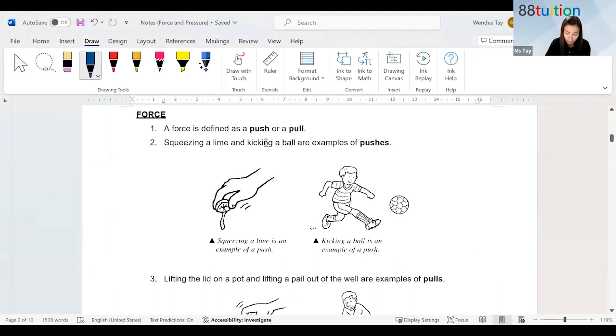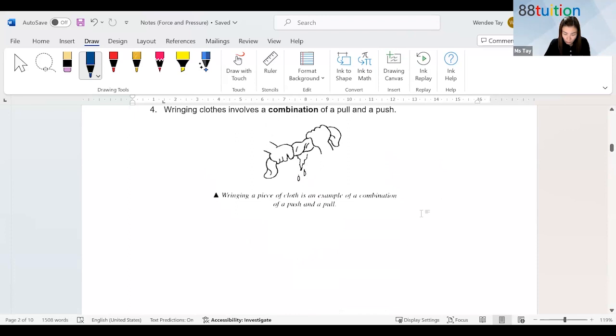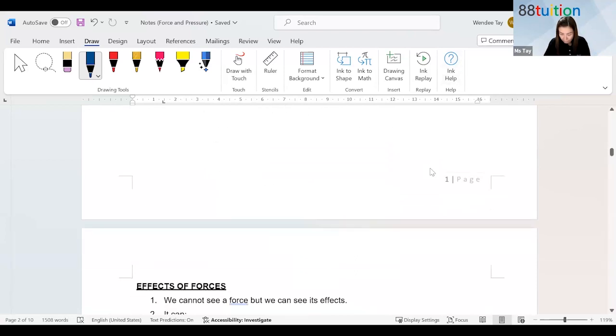Examples of pushes will be kicking a ball, squeezing, and lifting the lid on the pot. Look at the actions. Then lifting the pail of the well. These are examples of pull. So you know what are pushes and what are pulls. So these are examples of the forces. You also need to understand sometimes there's a combination of a pull and a push, like this particular example here.